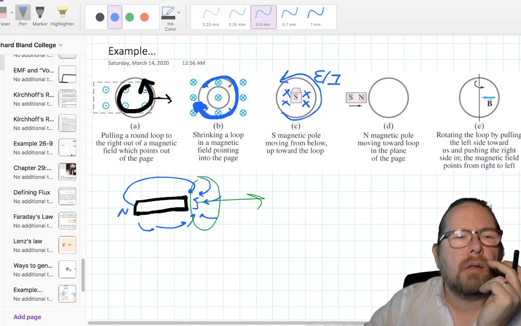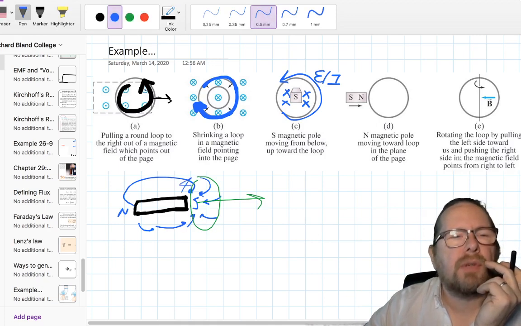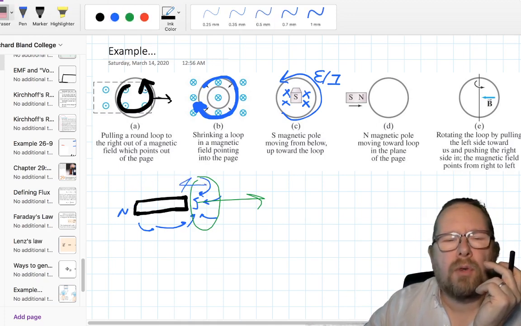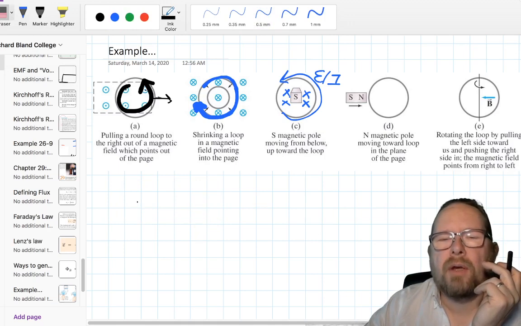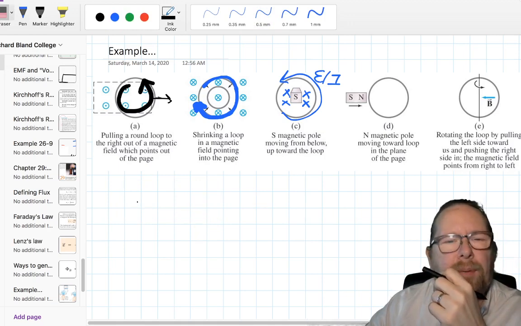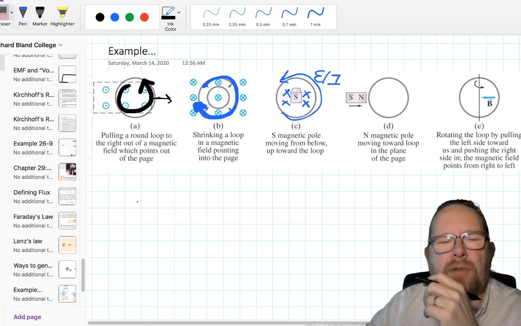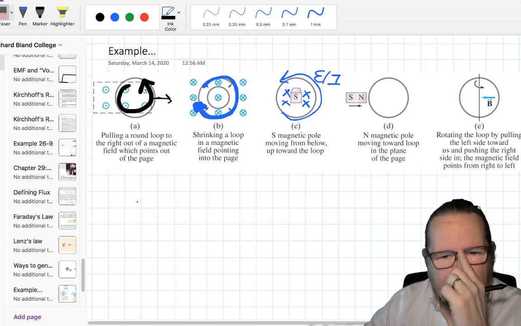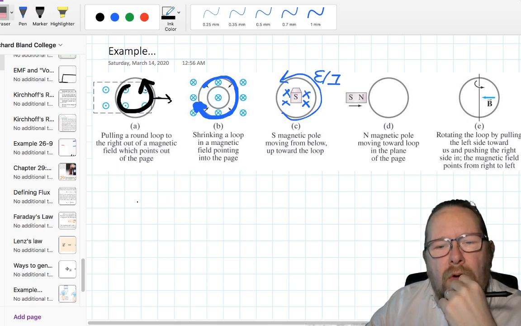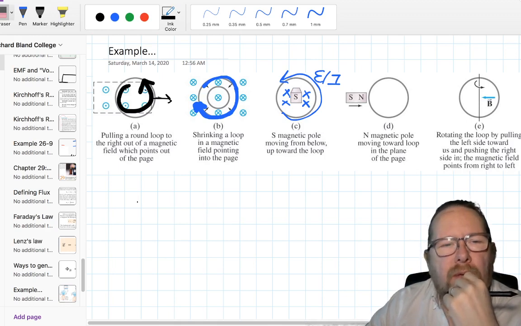The next example D. A north magnetic pole moving toward the loop in the plane of the page. So the loop sits in the plane of the page, the magnet sits in the plane of the page, and the north magnetic pole of a magnet is moving towards the loop.